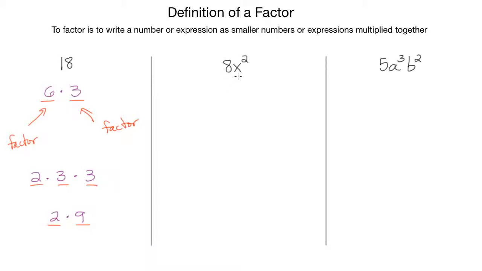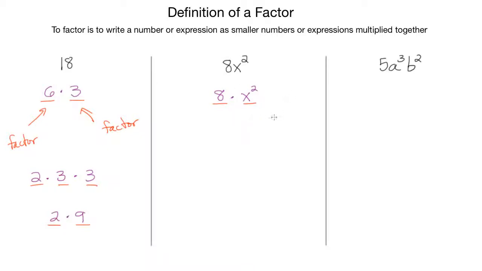Well, again, I just need to rewrite it as smaller numbers or expressions multiplied together. So one way to write this is to say, okay, well, write it as 8 times x squared. That's factored out. That's separating the number portion from the variable. So 8 is a factor and x squared is a factor.